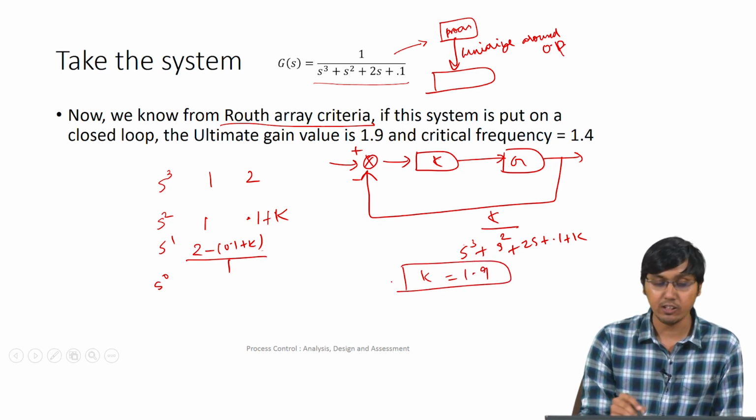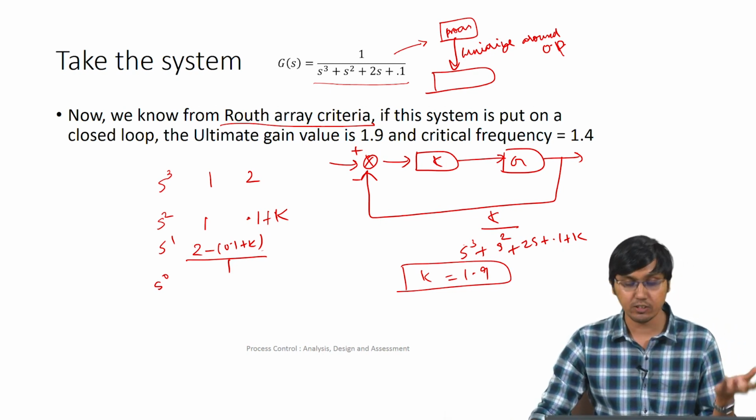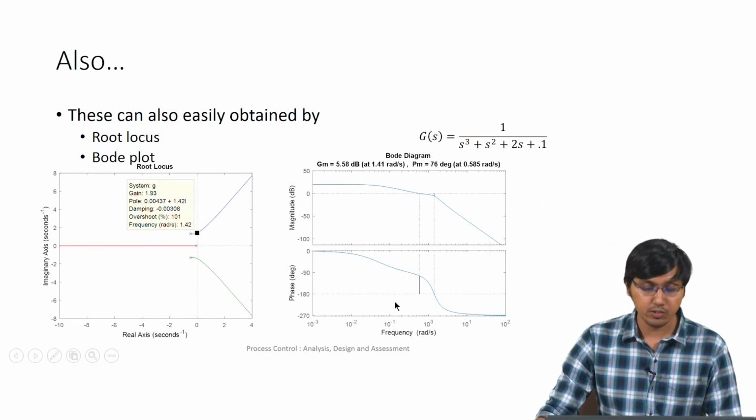So this is the ultimate gain value from Routh criteria. We already saw this in detail in the previous lecture, so you can go back and see, but this is the simple thing to find what is the ultimate gain value.